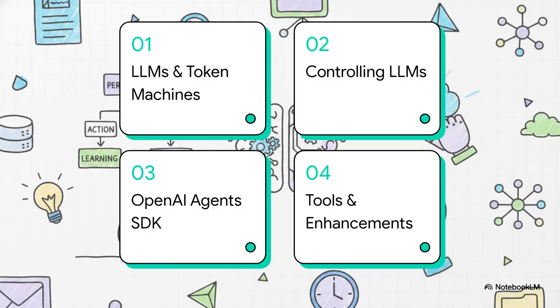And here is our blueprint for today. We're looking at 4 highly sequential building blocks. Number 1, LLMs and token machines. Number 2, controlling LLMs with prompts. Number 3, building with OpenAI agents. And finally, number 4, enhancing agents with tools.